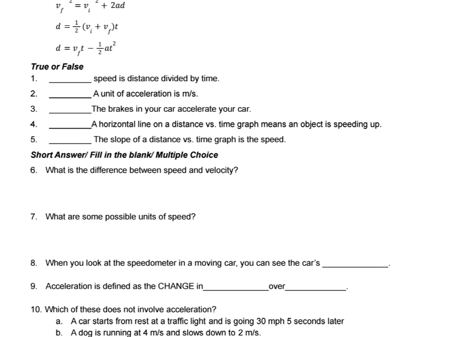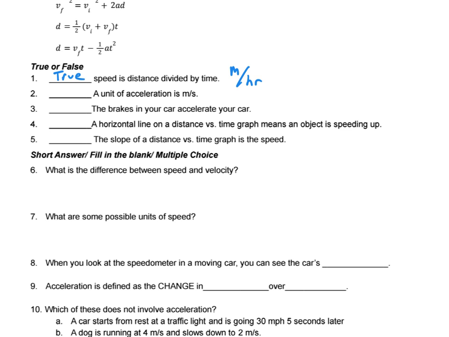All right, so some true or false to get us started. Speed is distance divided by time. That is true. And I think a good way to remember this is just think of a typical unit for speed like miles per hour. Well, that's a distance divided by time.